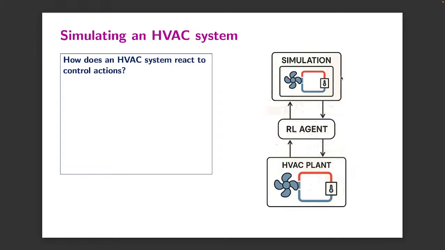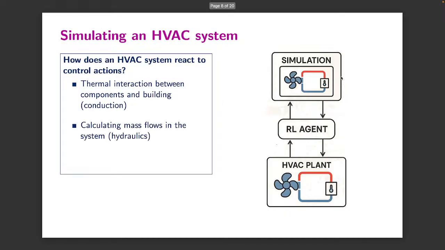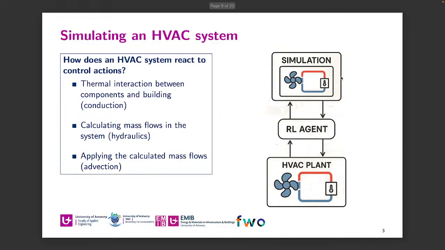To that end, for an HVAC system and how it interacts with the building, we can look at it in three phases. First of all, you have the thermal interaction between the components and the building, which is simply a conduction model, thermal conduction. Then there is the calculation of the mass flows in the system and applying those mass flows to the temperatures. Now, why is this so important?